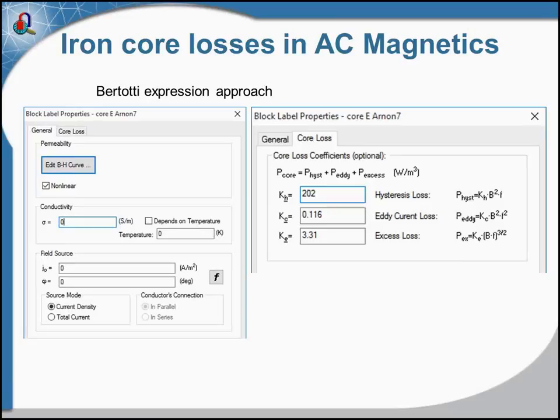Steinmetz's formula does not divide the losses by their physical origins, while Bertotti approach explicitly separates eddy current, hysteresis, and excess losses. This is the most popular method today, and this slide shows possibility to define the Bertotti coefficient in QuickField blocks using our data editor.